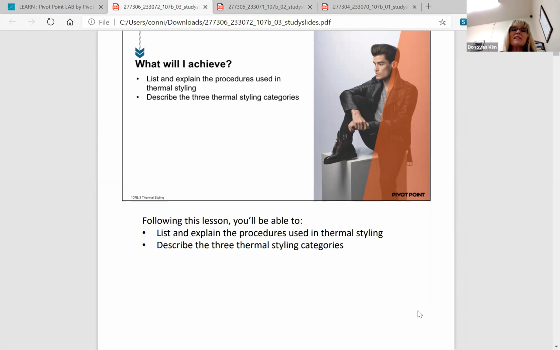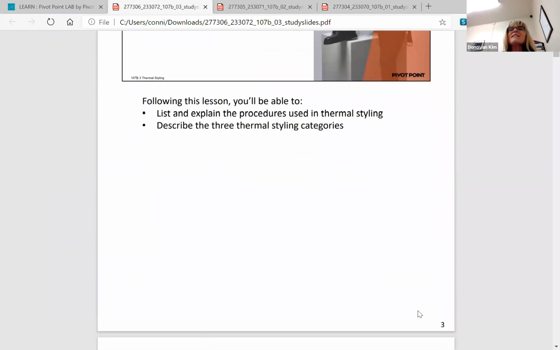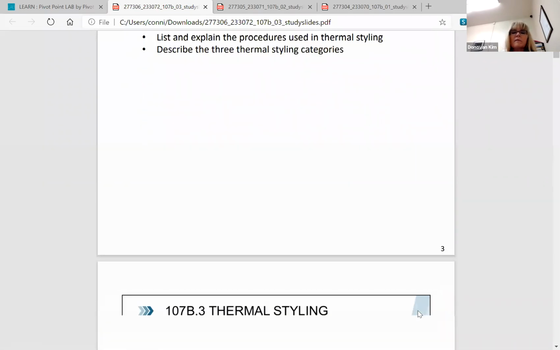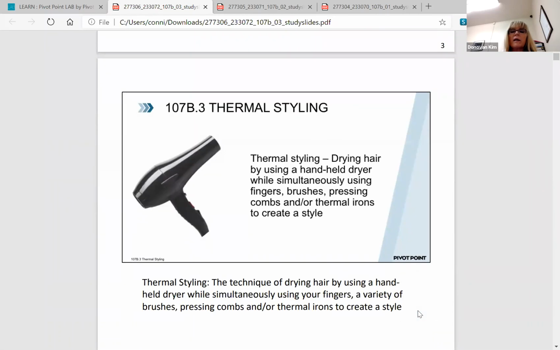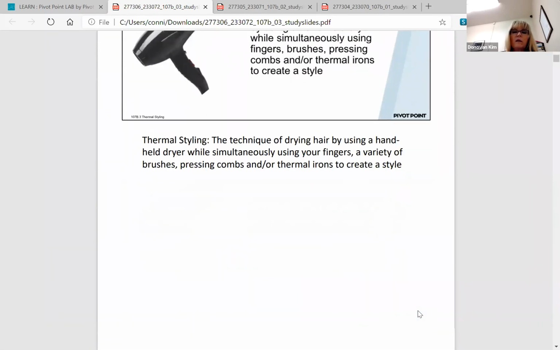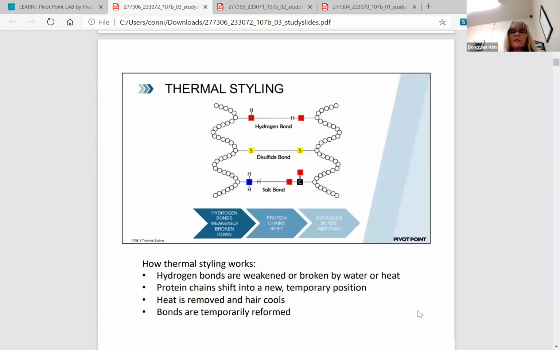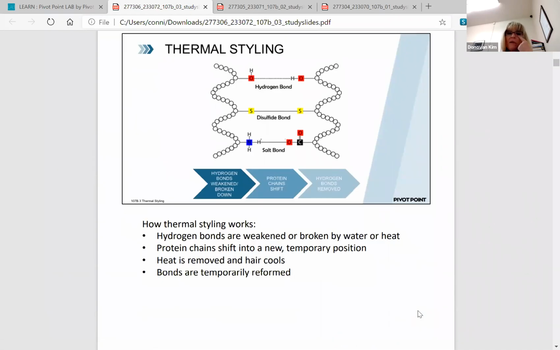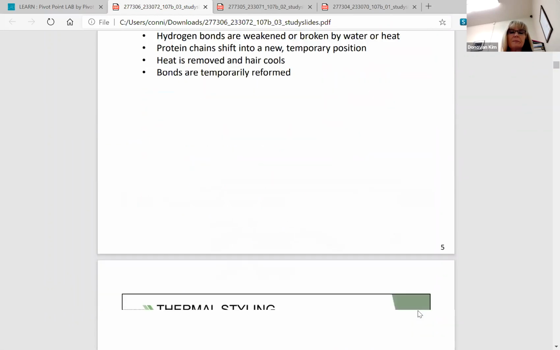So when talking about thermal hairstyling, there are 3 main styling categories. Thermal hairstyling is one of them. Man, I'm tripping over my own tongue today. Okay, so we said what that is. We talked about the bonds, the example of how it works, how it breaks them down and reforms them.